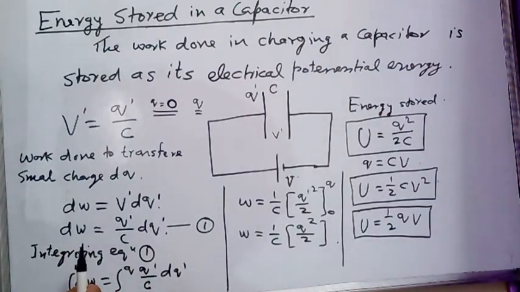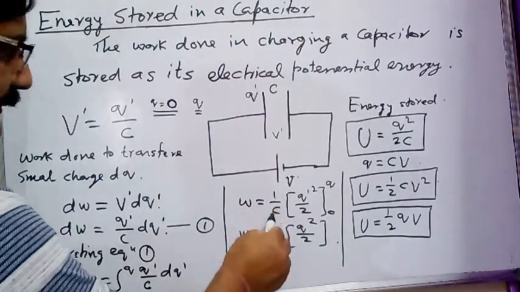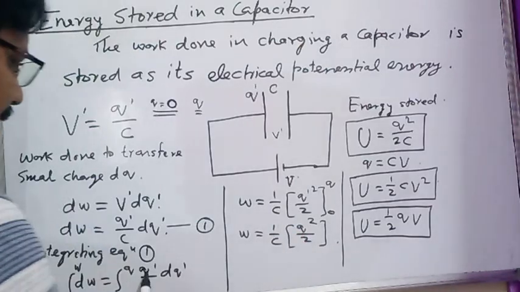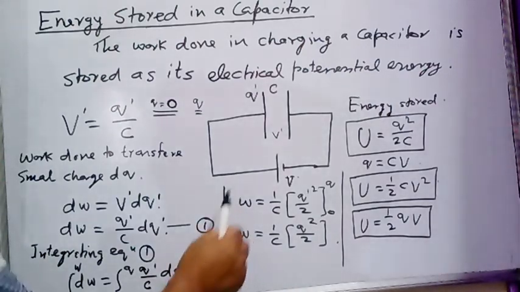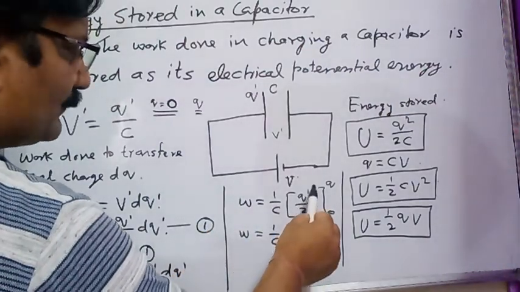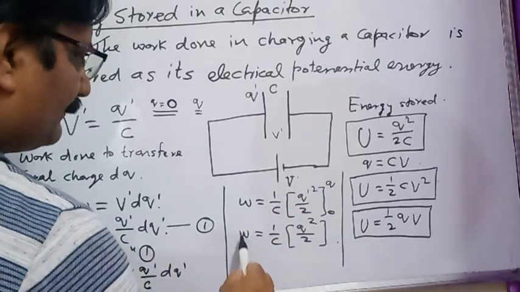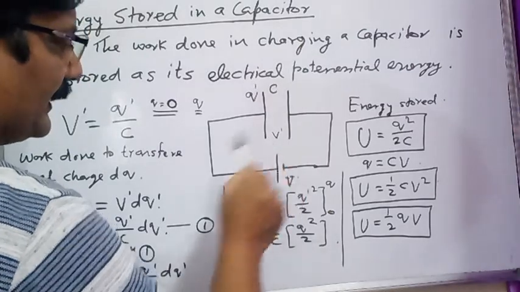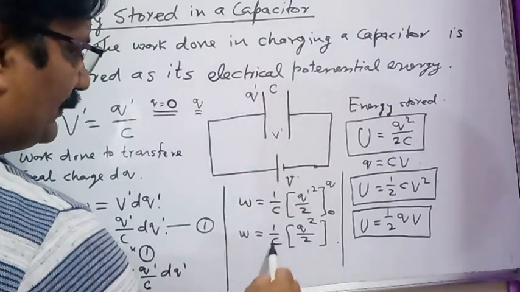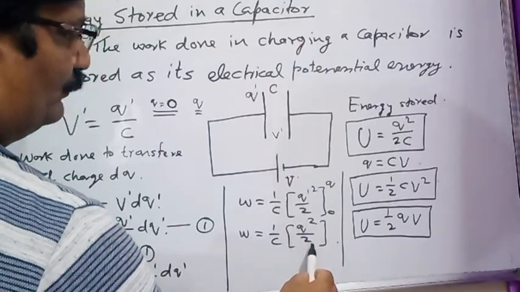So after integration of dW is W, 1 by C, it's a constant. Integration of q dash dq dash by formula integral x dx, the integration is going to be q dash square divided by 2 with limit 0 to Q. So what is the work done to transfer charge Q on the plate of the capacitor? That is going to be W equals 1 by C into Q square divided by 2.